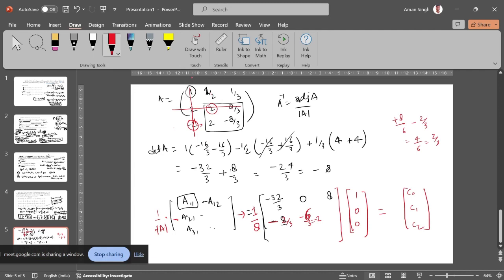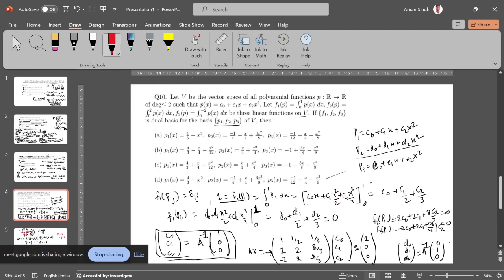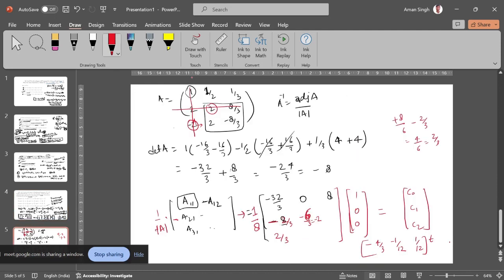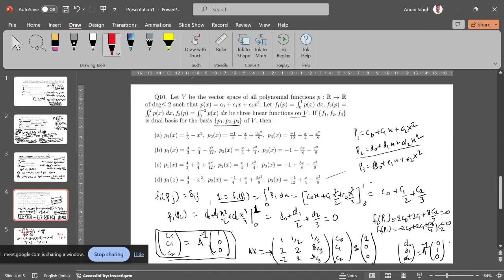Then this is 4 by 3. This is minus 2 by 3. Yes, just 2 by 3. And we already have a plus sign here, so this is 2 by 3. So C0, C1, C2 is the first column, and what is it? Minus 4 by 3. Second is minus 2 by 3. So we'll get, into 4, 1 by 12, minus 1 by 12, and this is just 1 by 12. This transpose is your first column. So let's see if some option is matching with this. Minus 4 by 3, 1 by 12, 1 by 12.